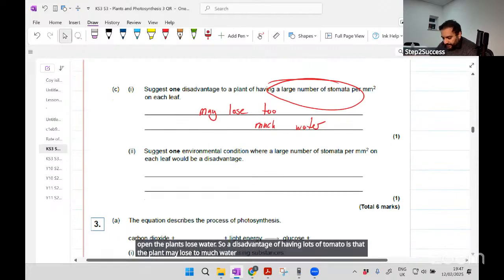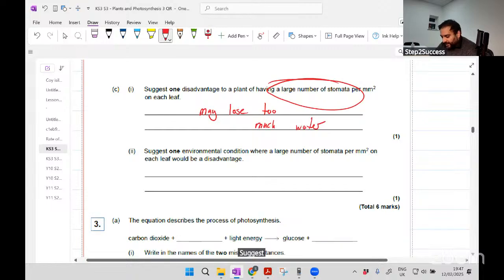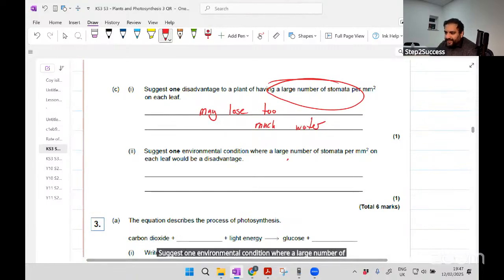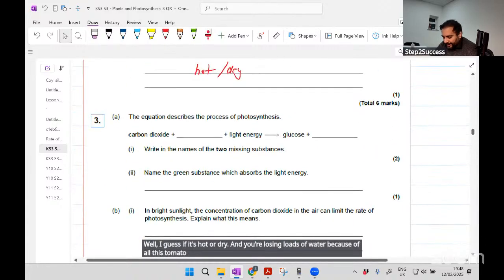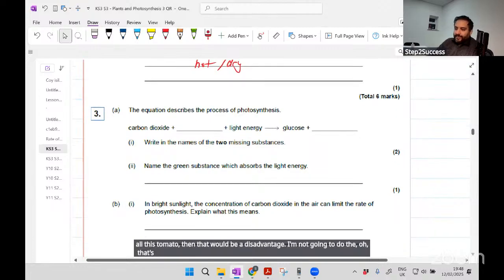Suggest one environmental condition where a large number of stomata would be a disadvantage. Well, if it's hot or dry and you're losing loads of water because of all the stomata, then that would be a disadvantage. That's the whole question, isn't it?